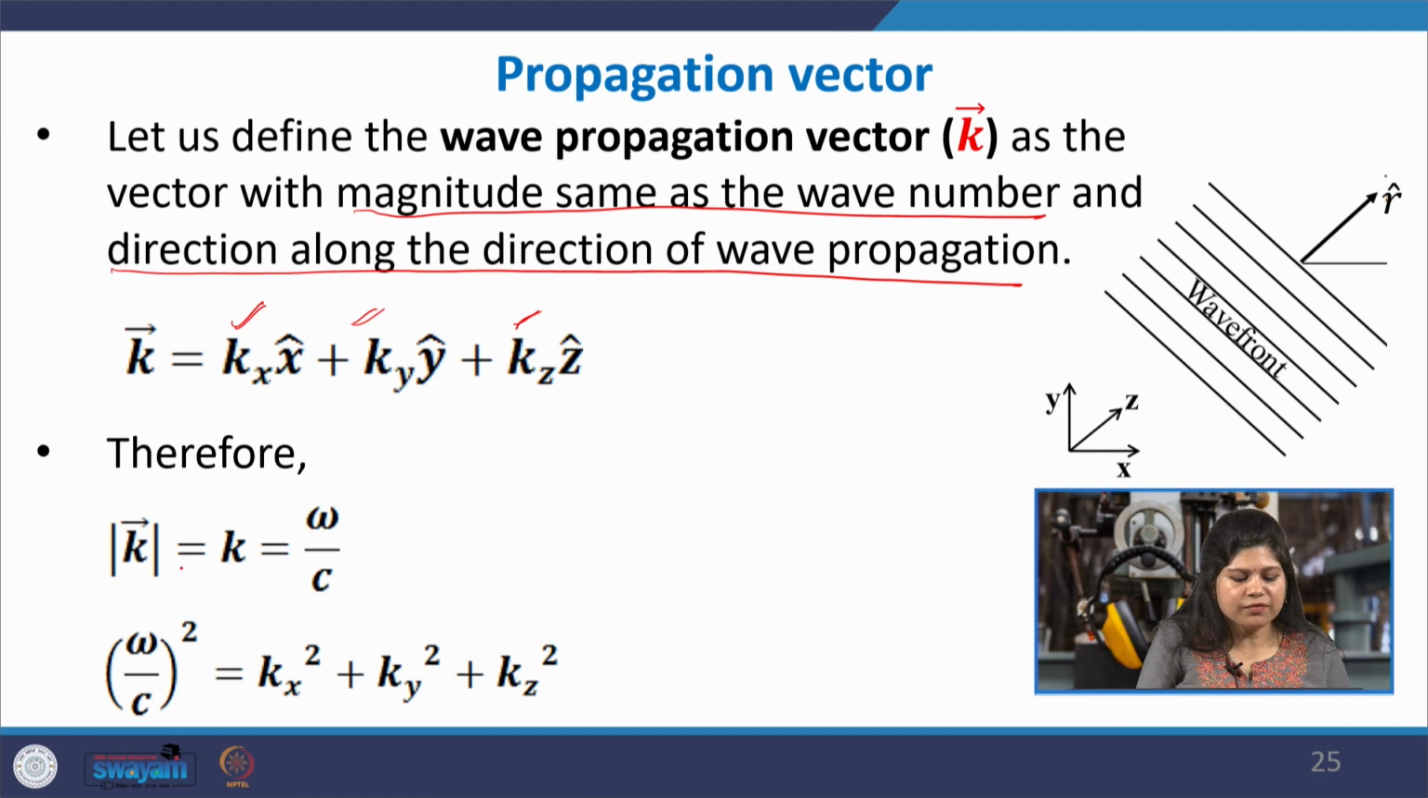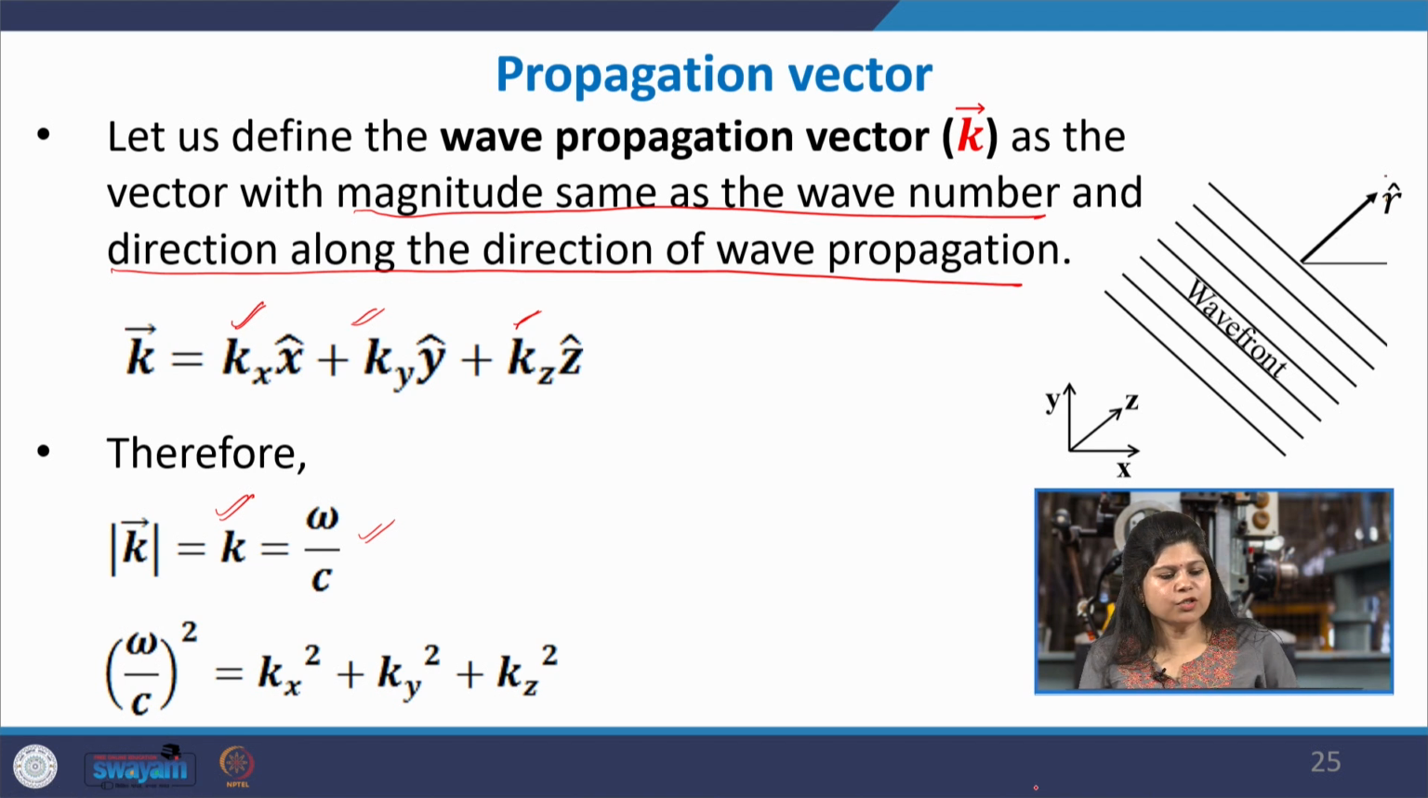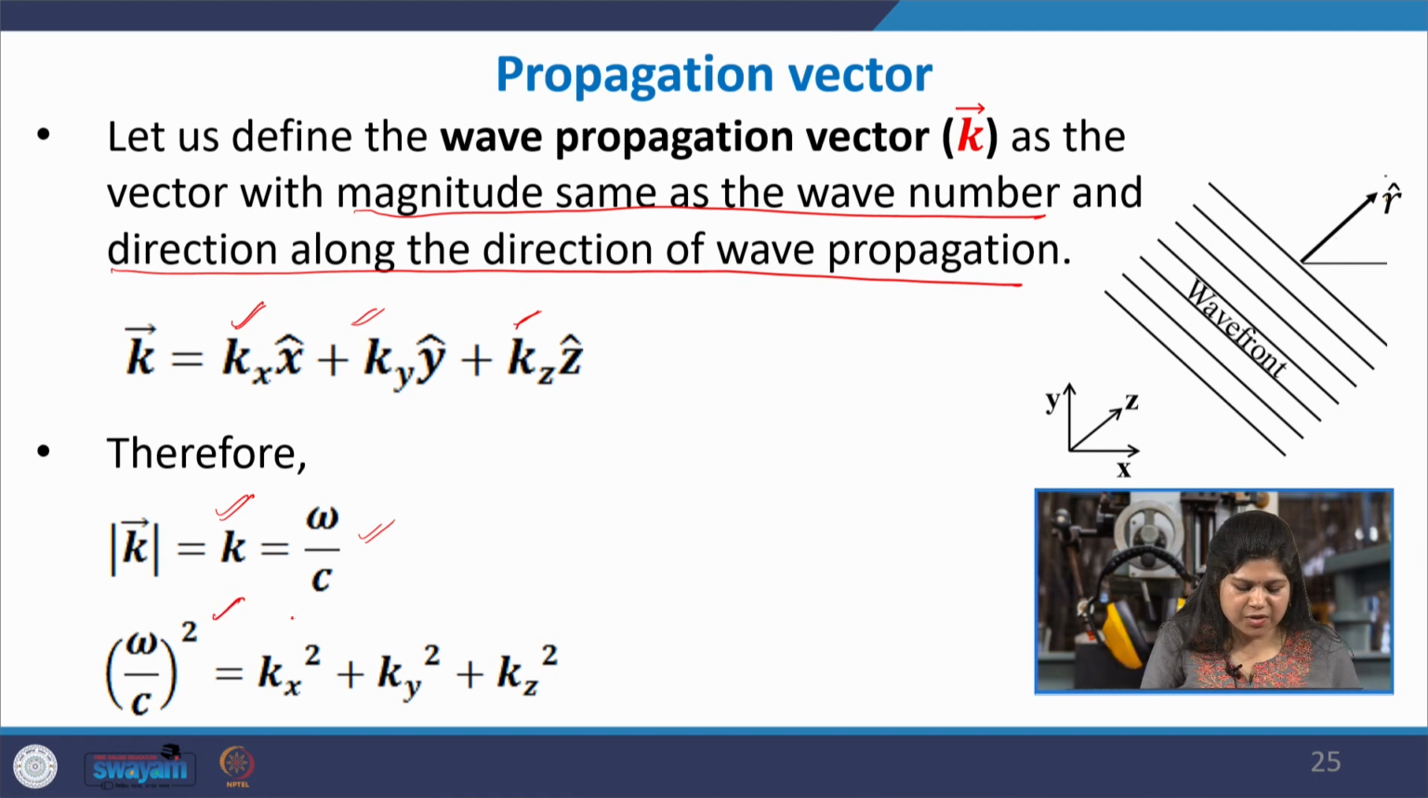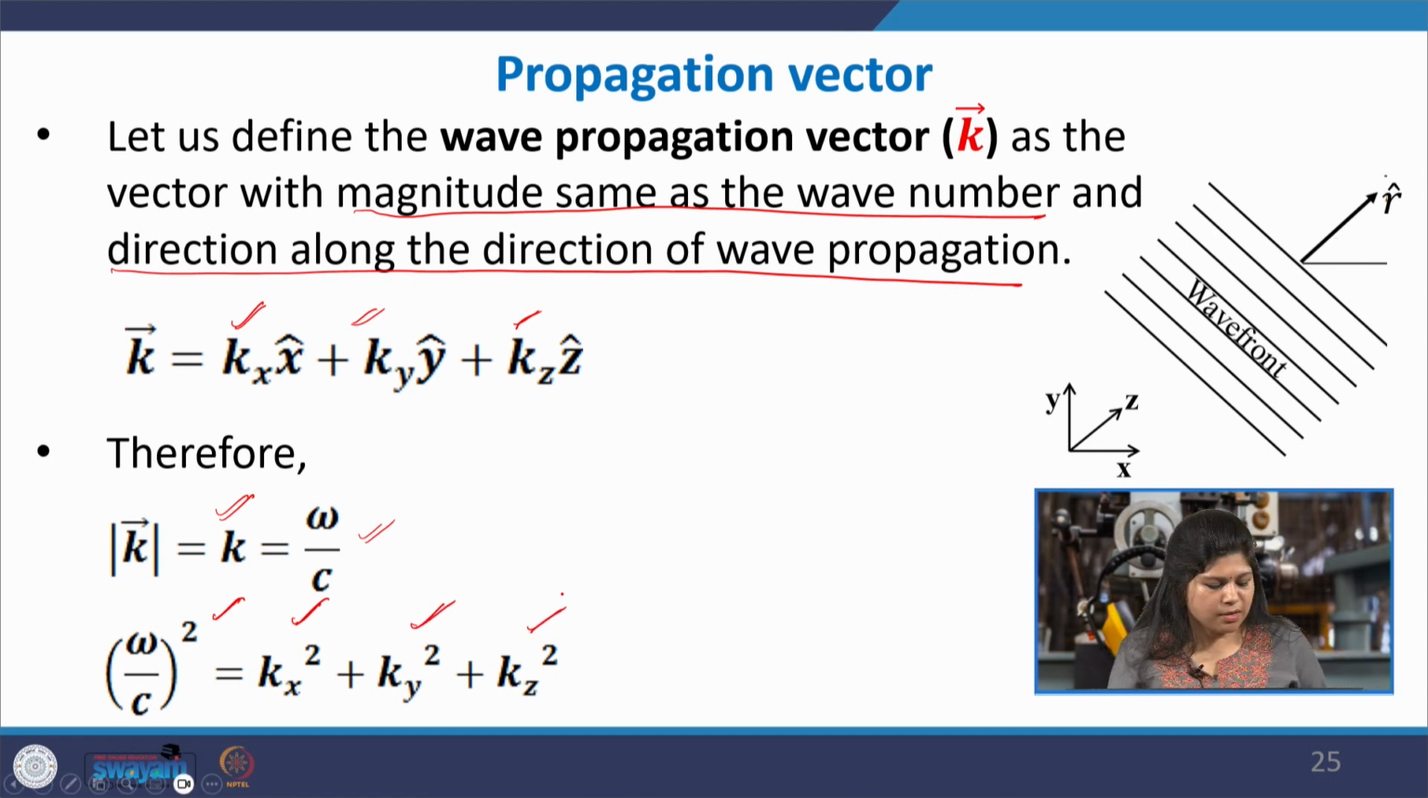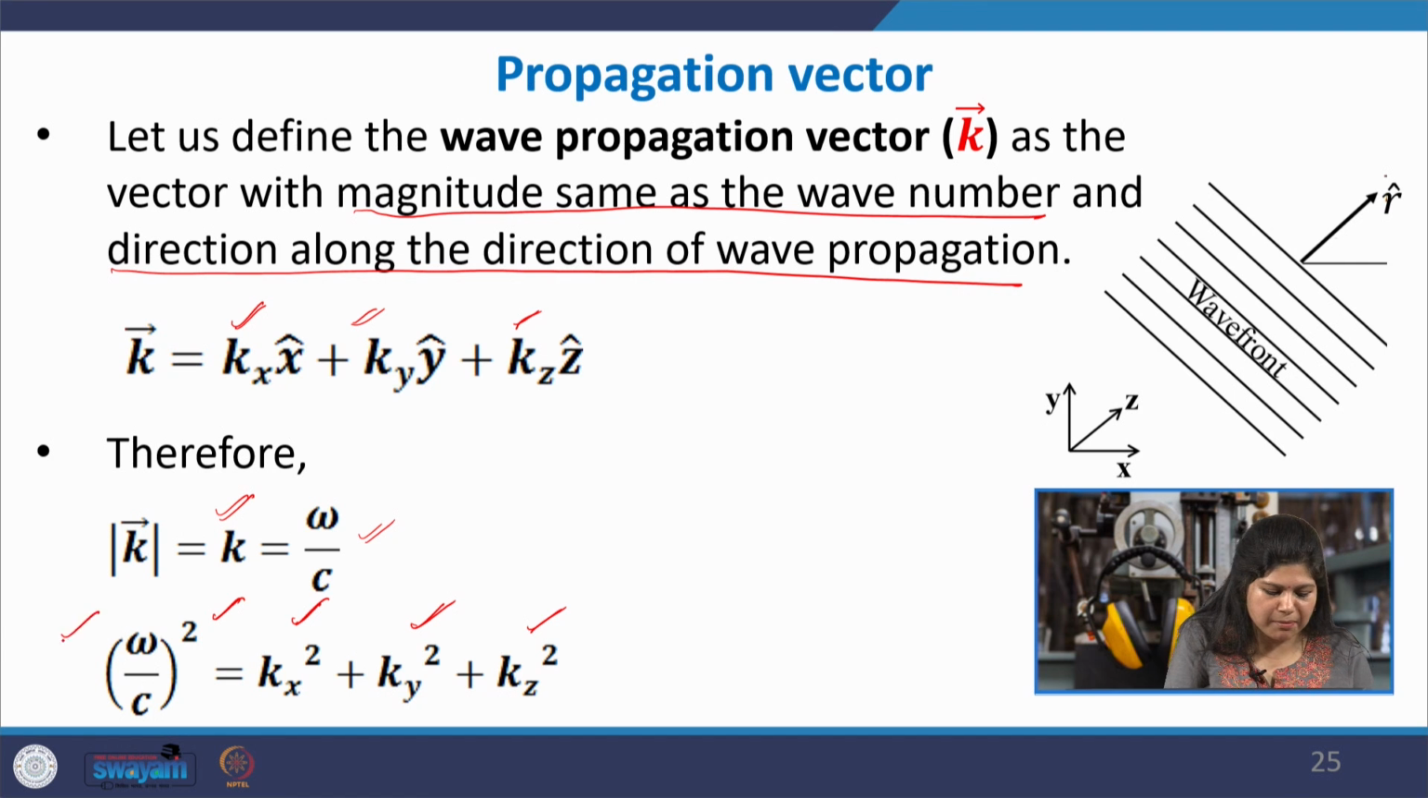The magnitude of this k vector is k, which is our wave number omega by c, and we know that the square of the magnitude of any vector is the sum of the squares of the components in all three directions. So, (omega by c) whole square becomes kx square plus ky square plus kz square. This is an important relationship to remember for a harmonic plane wave travelling in a generic direction k.